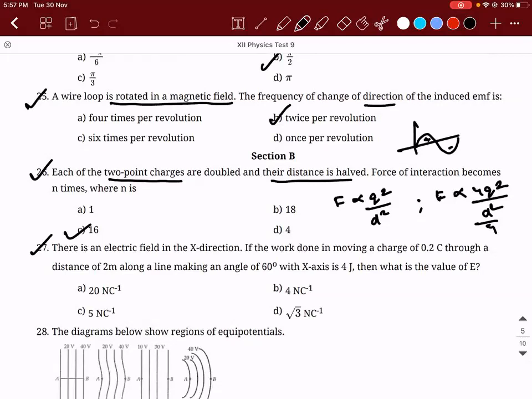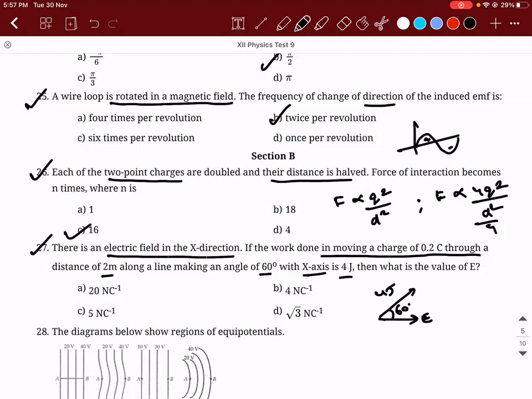27. There is an electric field in x direction. If the work done in moving a charge of 0.2 coulomb through a distance of 2 meters along the line making an angle 60 degrees with the x-axis is 4 joule, then what is the value of electric field? This is the direction of electric field. Force is applied in this direction. In this direction, 4 joules of work is done. What is the value of E?